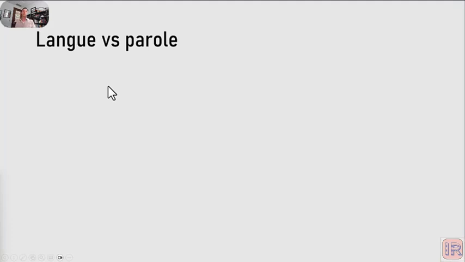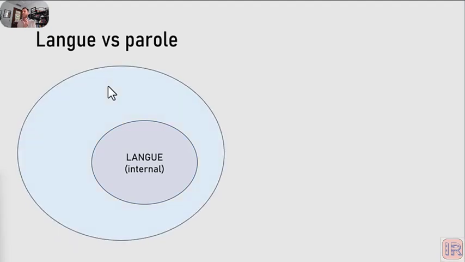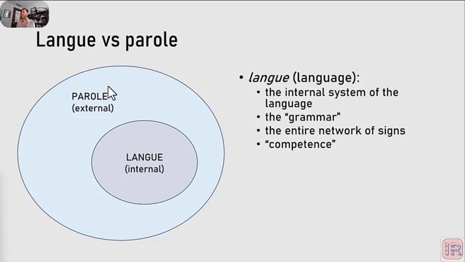One of Saussure's basic distinctions was the distinction between langue and parole. Langue, or language, is language as it's understood as a structure, as a system, as a potential, as all the sentences that can be said, all the different possible words that can be expressed in a language, all the concepts that it develops. Langue is the internal system of the language. We can think of it as the grammar, the entire network of signs.